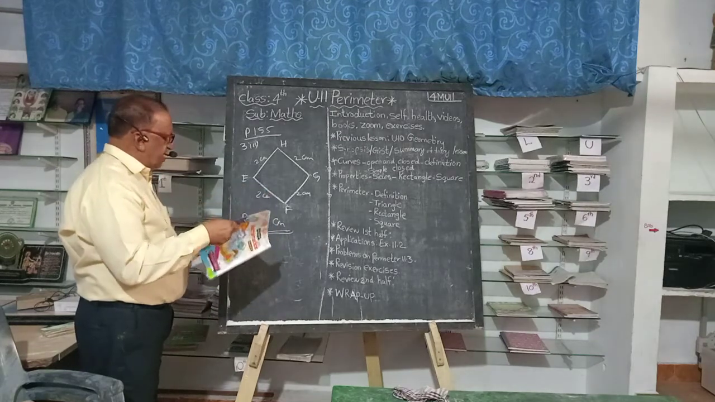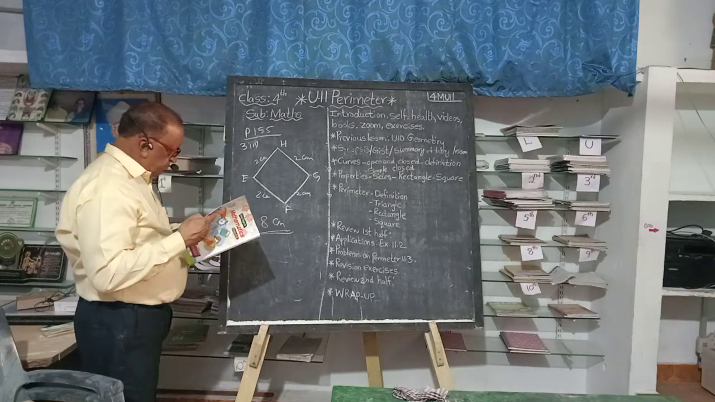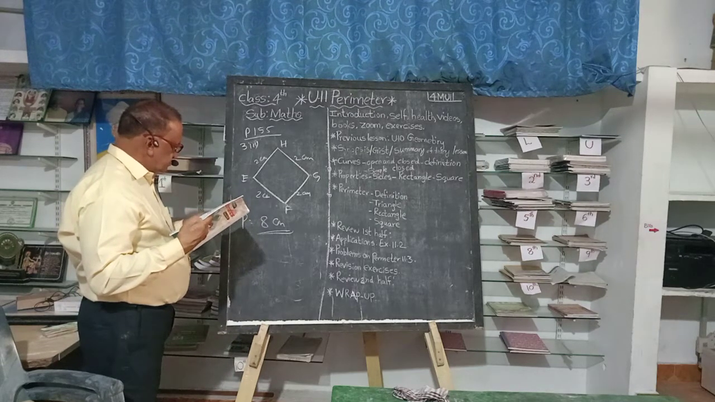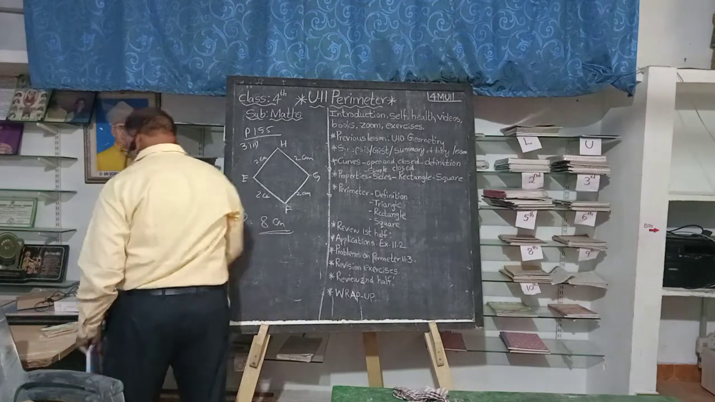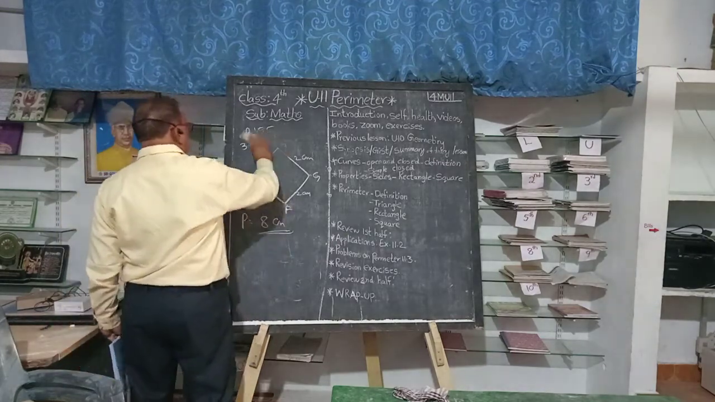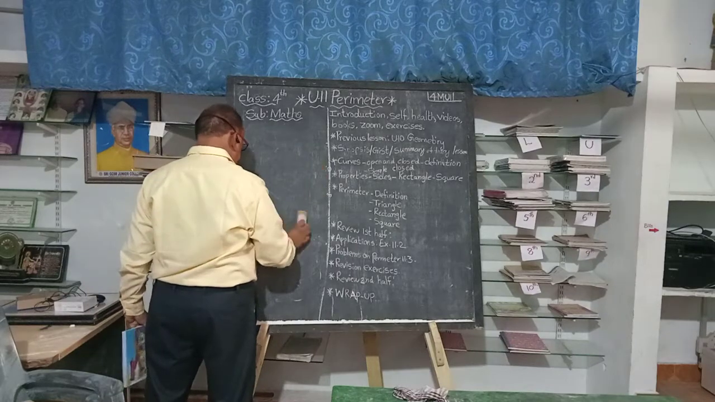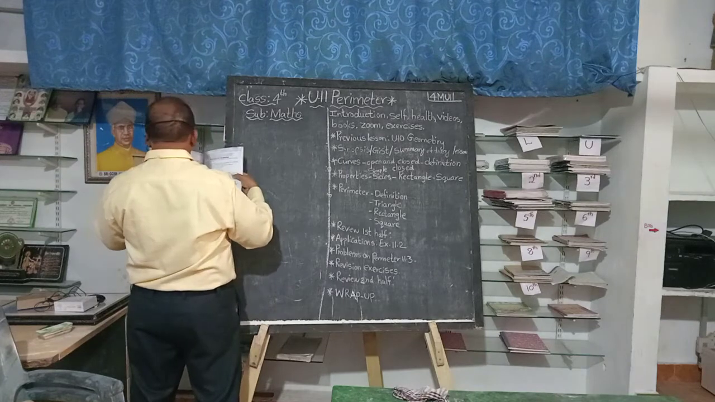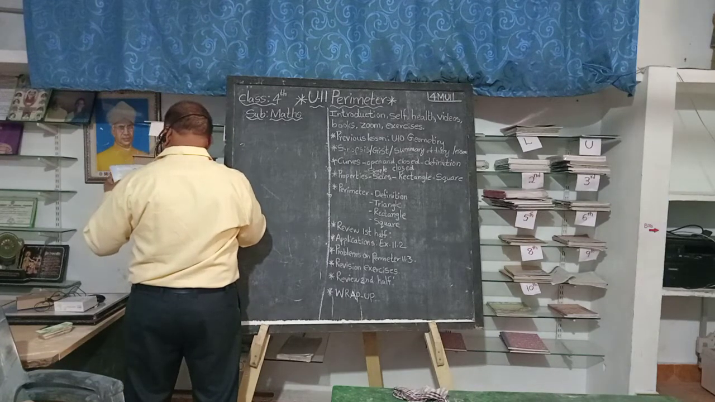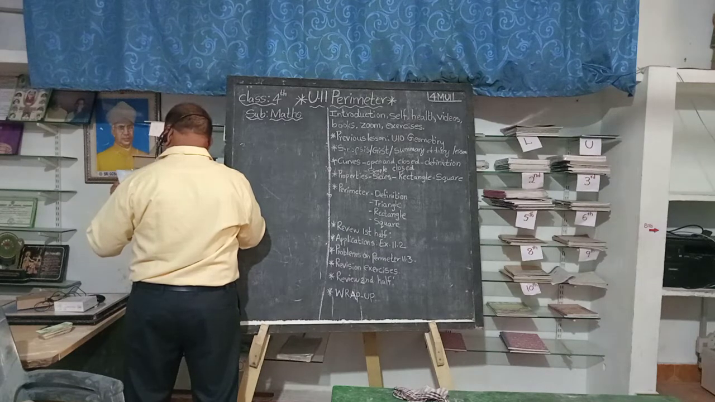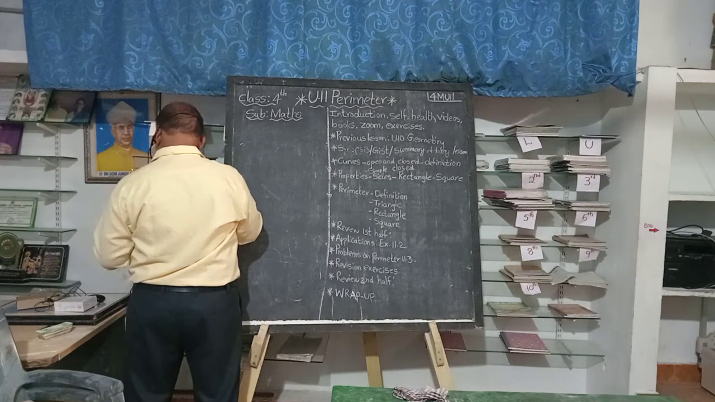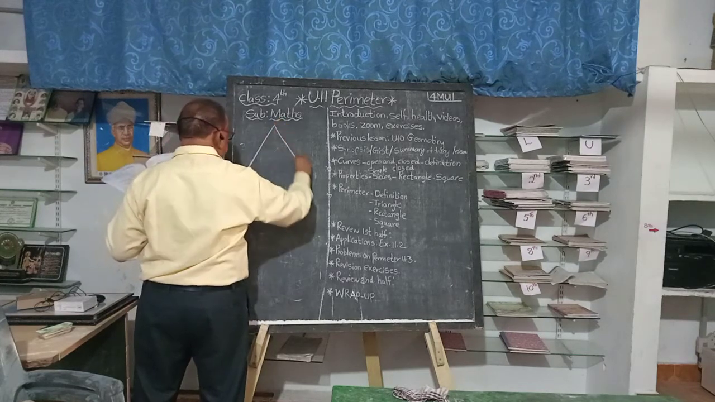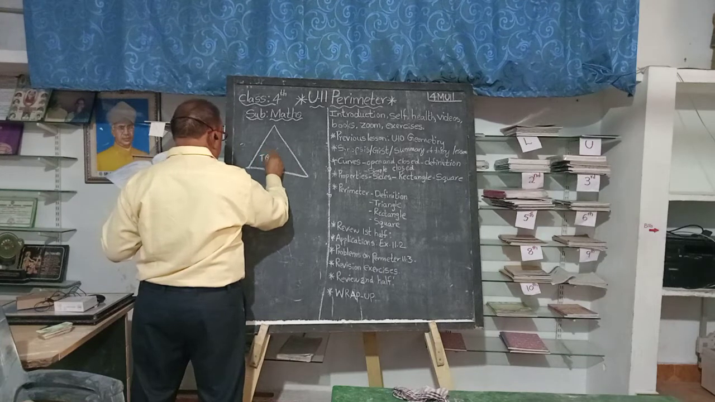So like that you can do perimeters. If you are given length and breadth, you can find the perimeter. Now suppose there are some other problems here. Let me see. Okay. Let's see, perimeter of a triangle. If you have the perimeter of a triangle, this is a triangle.